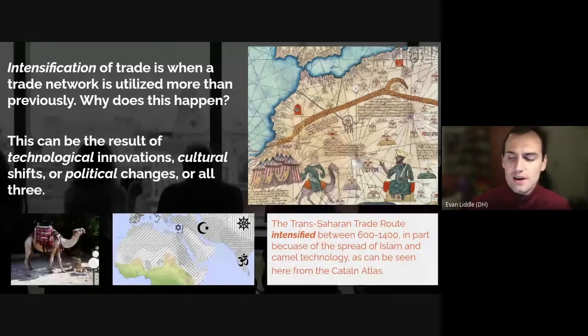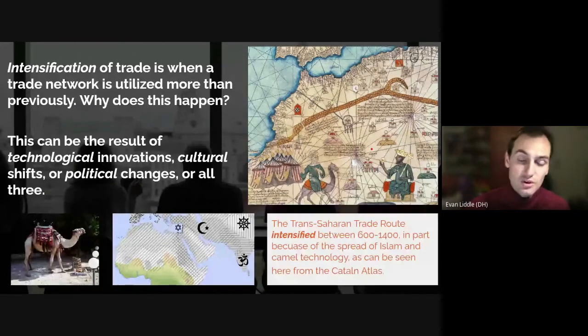Now, why was that? Well, when a trade route historically intensifies, it can be for a couple reasons. It can be technological innovations, cultural shifts, shifts in economic demand, political changes. It could be a combination of all of those things. In the case of the Trans-Saharan Trade Route, two of the largest factors for intensification was the spread of the camel from Arabia, along with camel saddle technology, as well as the spread of Islam from North Africa down to West Africa. And that's kind of nicely summed up here in this picture from the Catalan Atlas, where you see trade links across the Sahara, a camel, as well as the Islamic king Mansa Musa with his gold nugget, gold being one of the most famous trade items on the Trans-Saharan Trade Route.